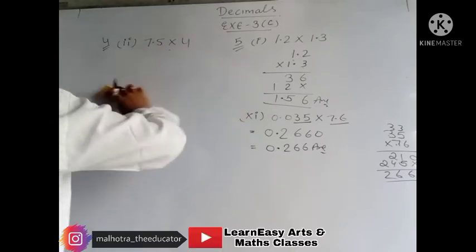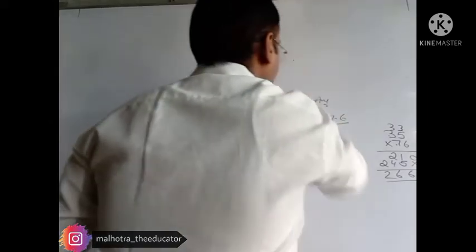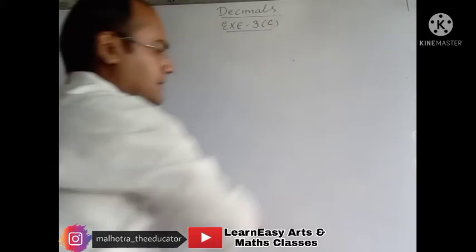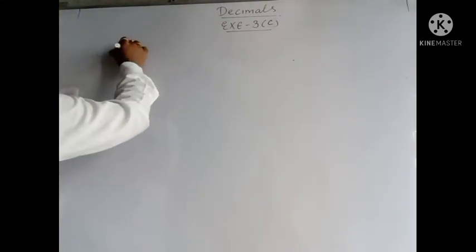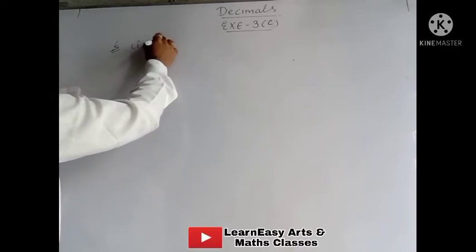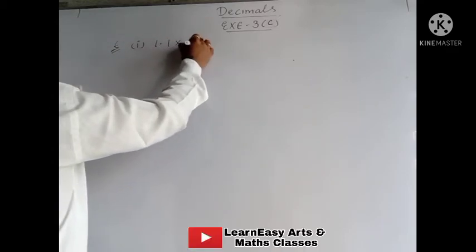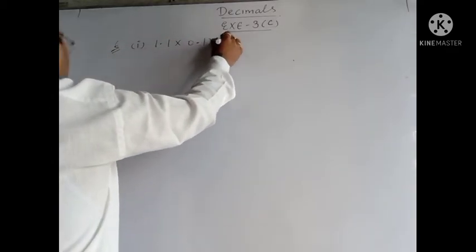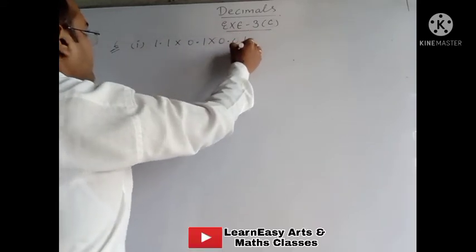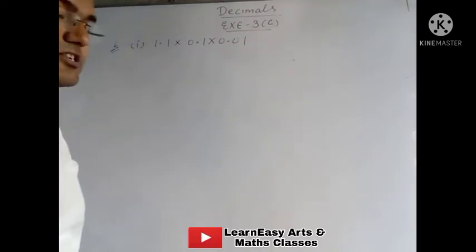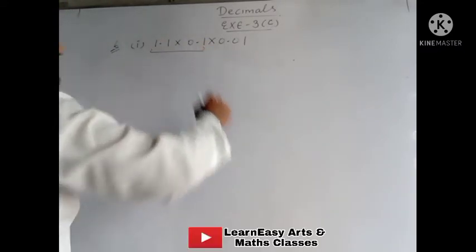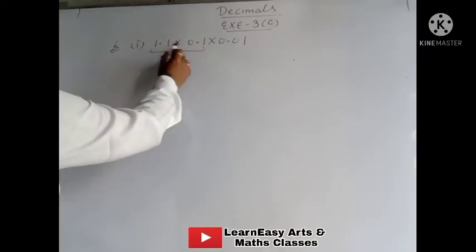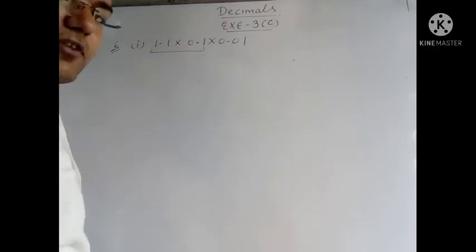Sixth question. Find the following. First part. 1.1 multiplied by 0.1 multiplied by 0.01. So here 3 numbers we have to multiply. So first of all, we have to multiply the first 2 numbers. So 11 multiplied by 1, when we do it, the answer will be 11.